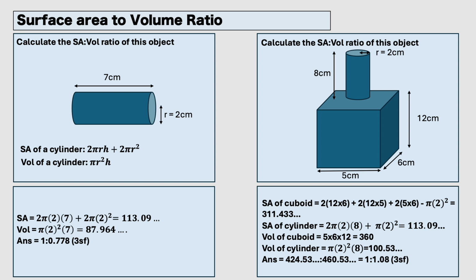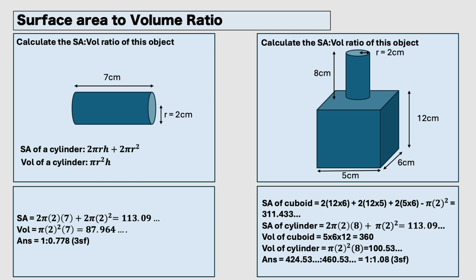We're going to add both the surface areas together, both the volumes together. The answer becomes 424 to 460, and if we divide those both by 424.53, we get 1 to 1.08 to 3 significant figures.